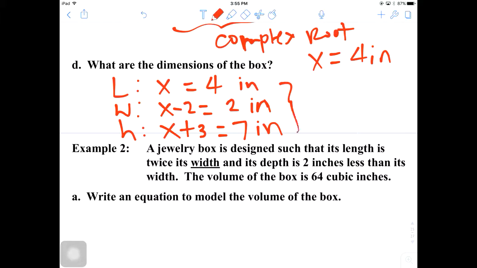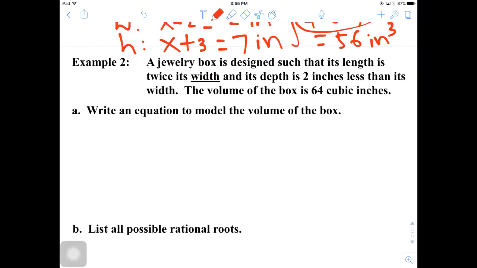And if you multiply 4 times 2 times 7, you should get 56 cubic inches. And that is how we check those dimensions are actually correct. So the dimension is 4 by 2 by 7. And that is the end of this problem.